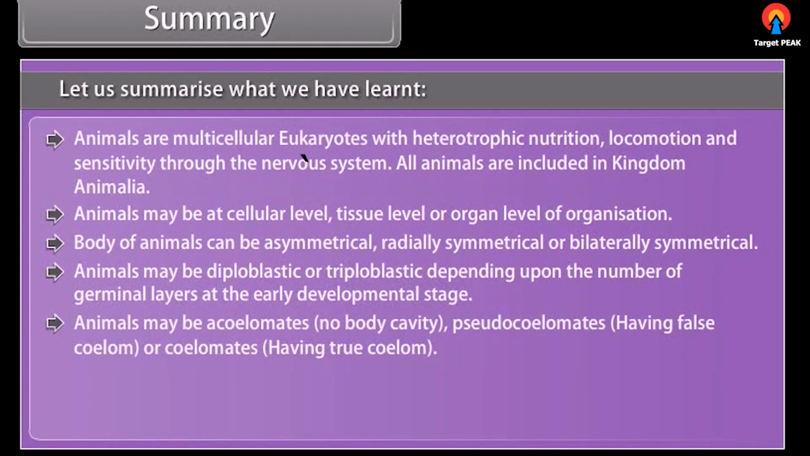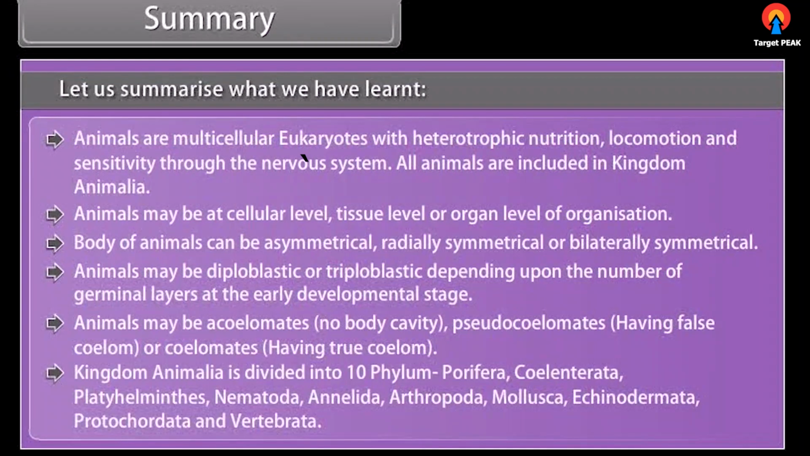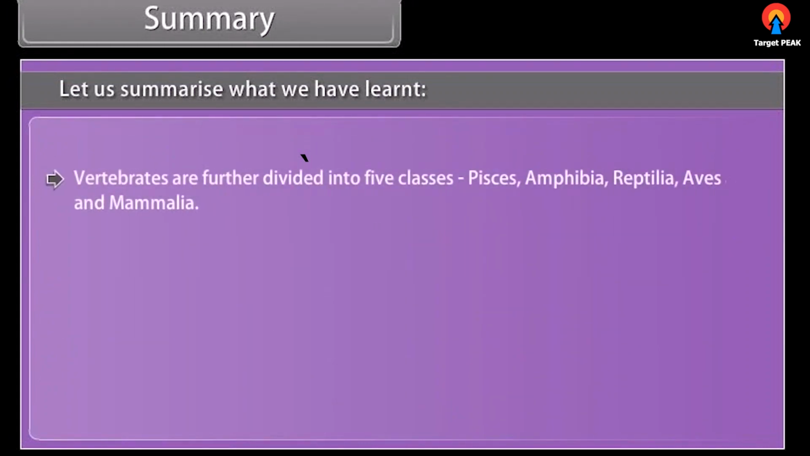Animals may be acoelomates, with no body cavity, pseudocoelomates, having a false coelom, or coelomates, having a true coelom. Kingdom Animalia is divided into 10 phyla: Porifera, Coelenterata, Platyhelminthes, Nematoda, Annelida, Arthropoda, Mollusca, Echinodermata, Protochordata, and Vertebrata. Vertebrates are further divided into 5 classes: Pisces, Amphibia, Reptilia, Aves, and Mammalia.